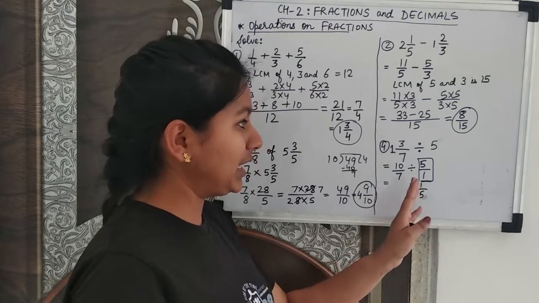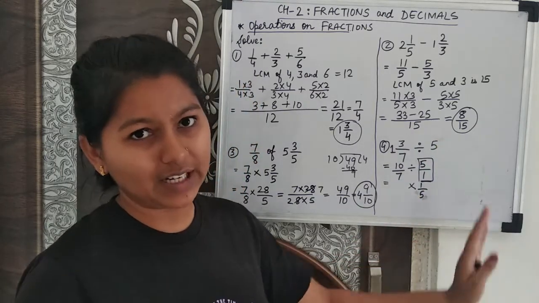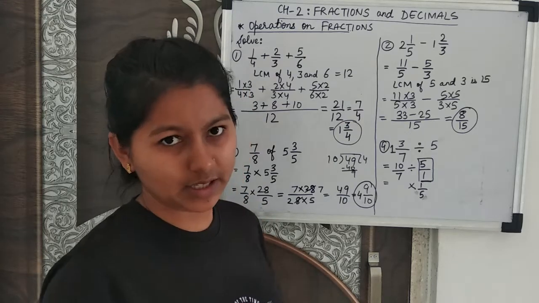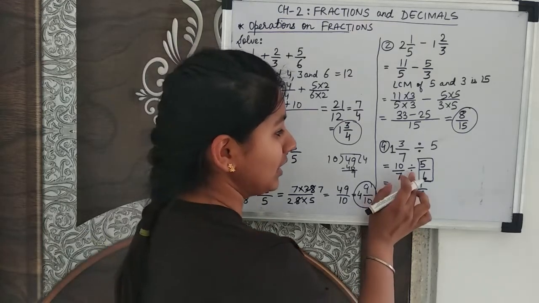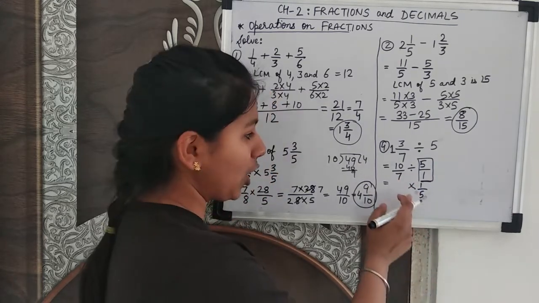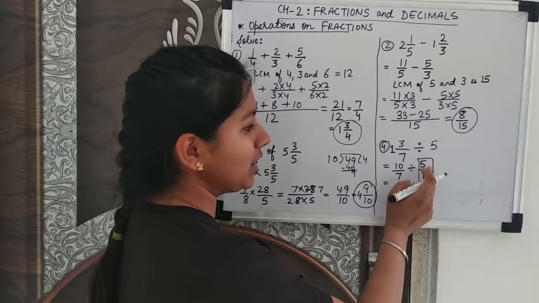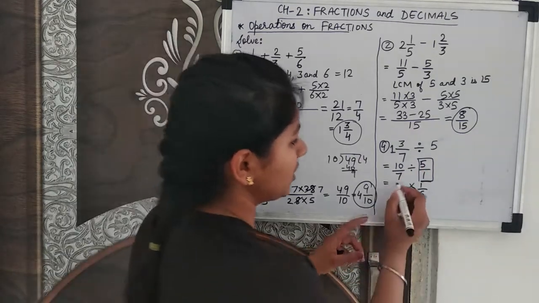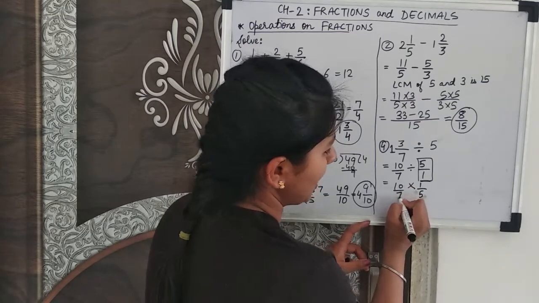So again I am repeating, whenever there is a question of divide, there will be two changes simultaneously. What are those two changes? The divide is converted to multiply, and along with this, the numerator and denominator of the second number are exchanged. We will not disturb the first number. This number will remain as it is.